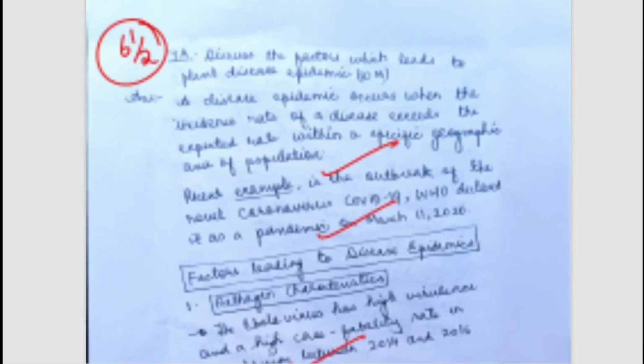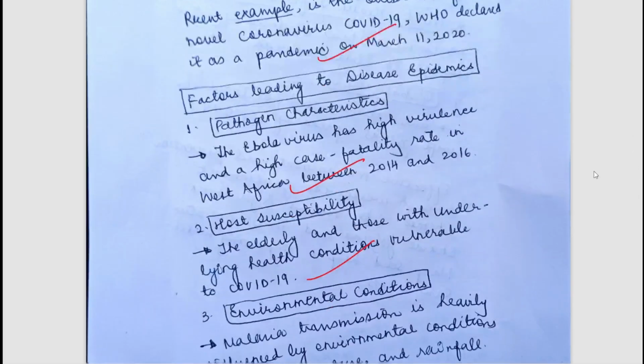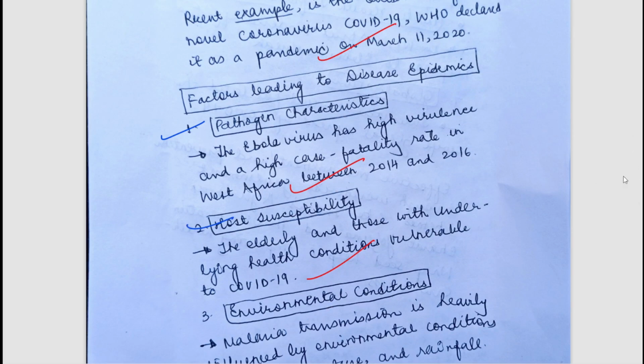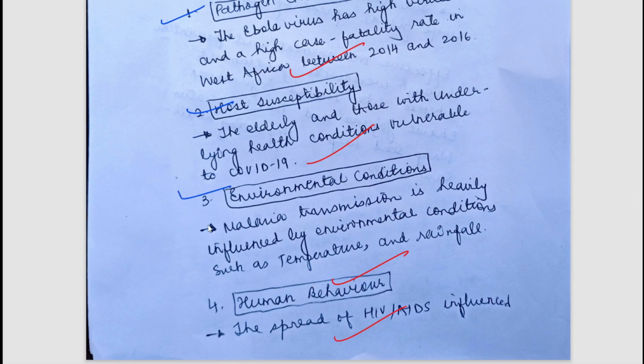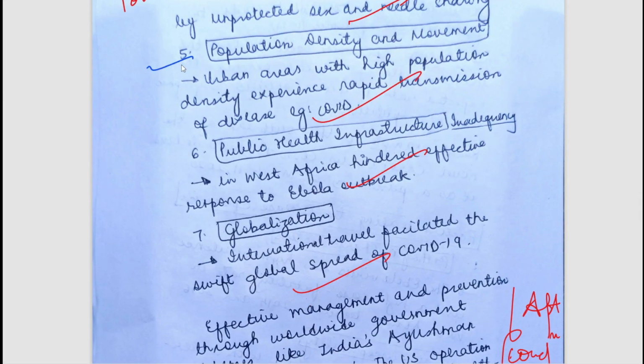That is, discuss the factors which lead to plant disease epidemics. So what are the factors? Let's see. We all know what a plant disease epidemic is, and it is nicely defined here. You can read it. Some of the factors are pathogen characteristics, host susceptibility, environmental conditions, human behavior, population density, public health infrastructure, globalization. So everything has led to plant disease epidemics. How did globalization facilitate them?